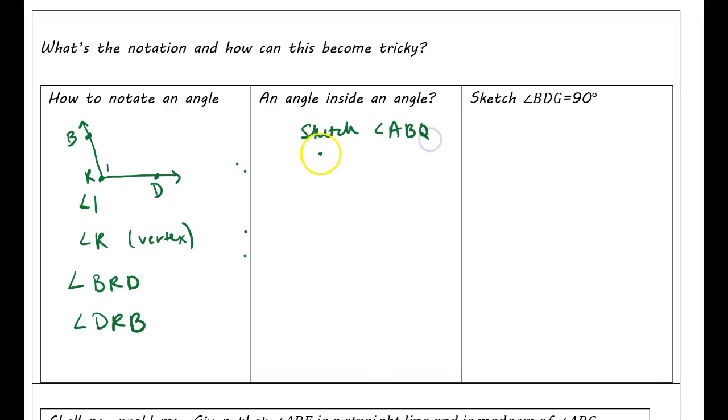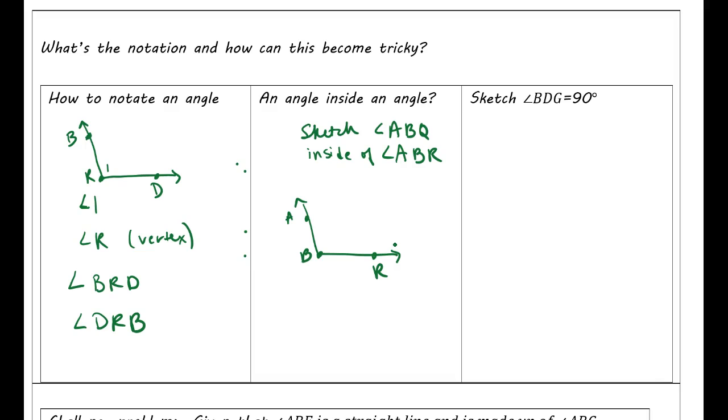ABQ inside of angle ABR. Okay, so if you have to do a 3-letter angle inside of another 3-letter angle, I always start with the bigger one. So if this one's on the inside, then I go ahead and draw a big one and call it ABR. We don't know how big it is, but go ahead and label ABR. And once you've done that, then we can sketch ABQ somewhere on the inside.